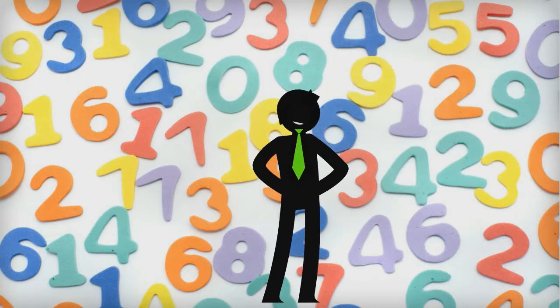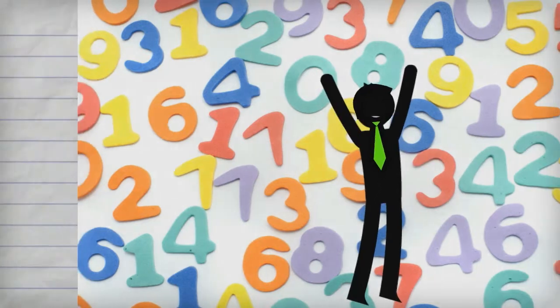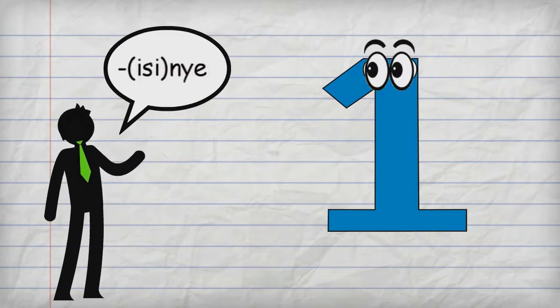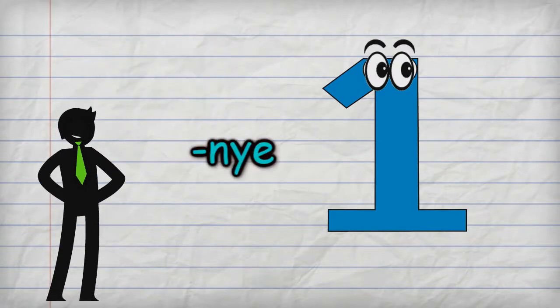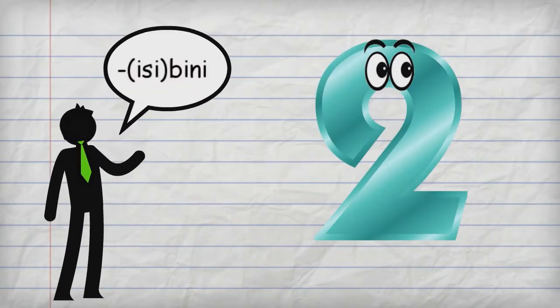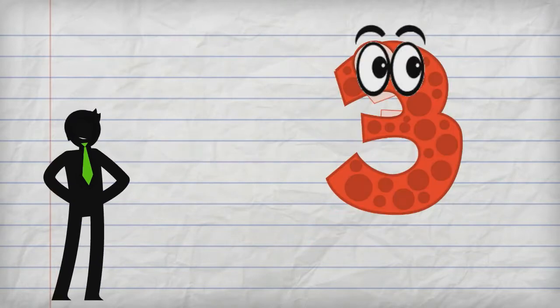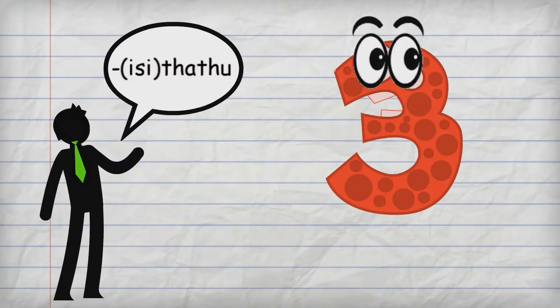Today we're learning the root words for numbers in isiXhosa. Abuti, what is the root word for 1 in isiXhosa? Nye. Okay, and what is 2 in isiXhosa? Bini. And 3? Tatu.